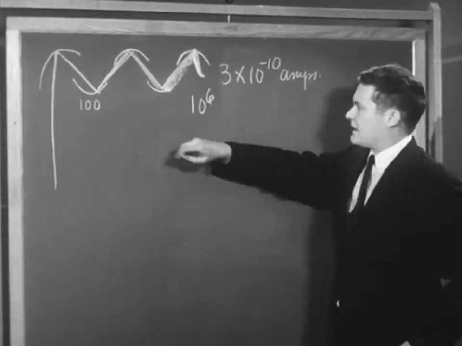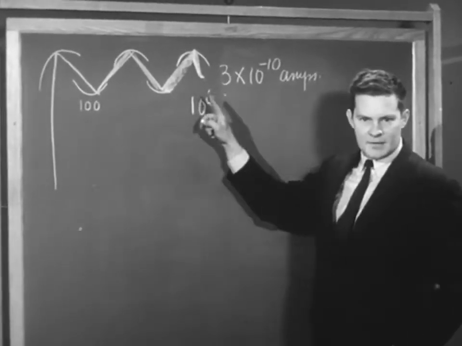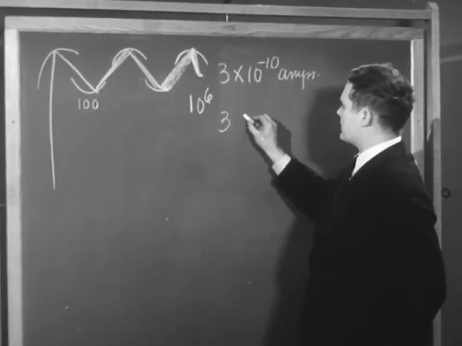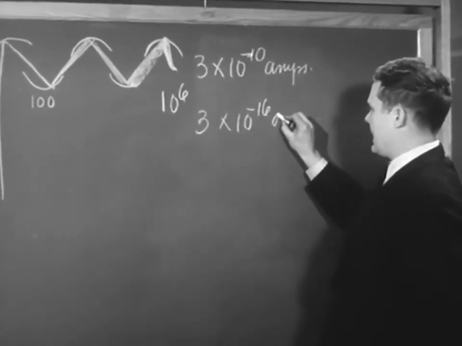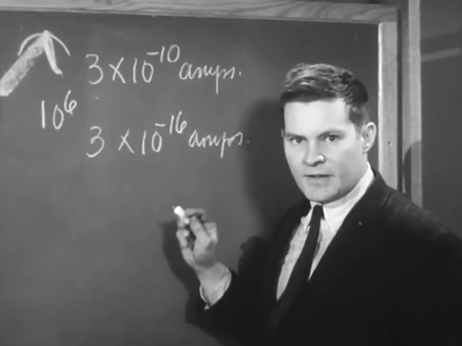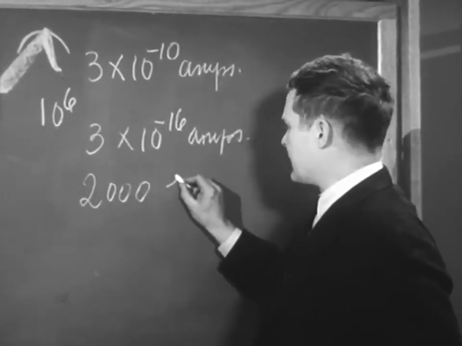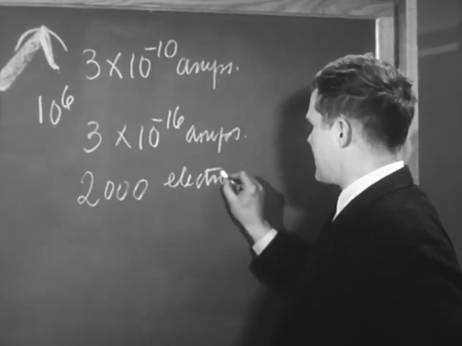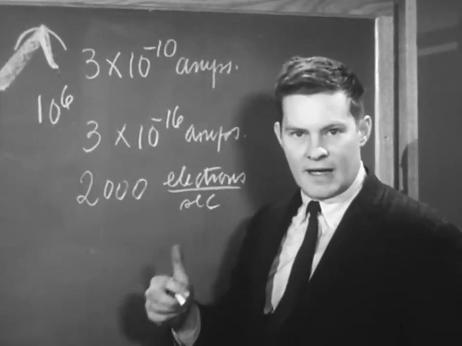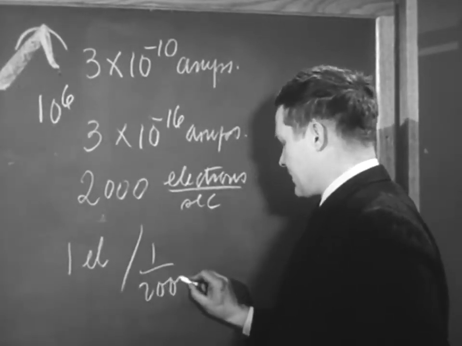What is the input? That's this current produced by the light. And we figured out that this device had an amplification of 1,000,000, so that that current must be 1,000,000 times smaller, or 3 times 10 to the minus 16 amps. Now we can express that current in terms of the number of electrons per second. It's about 2,000 electrons per second. Which means, on the average, 1 electron every 2,000th of a second.